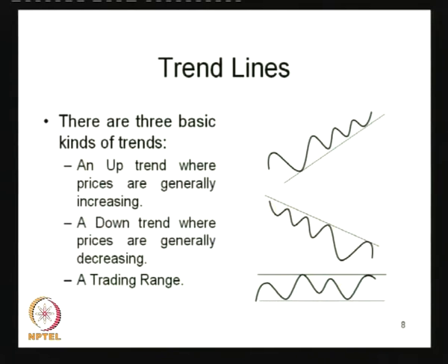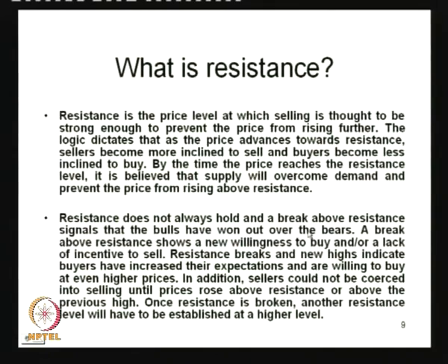Here what we have seen is that there are three basic kinds of trend. One is your uptrend, what we have observed here, then the second one is your downtrend where the prices are generally decreasing, and finally a trading range where you are observing the prices behaving very randomly, and they do not follow a particular pattern. So, in that particular phase, the investors will always be ready to invest in the market.